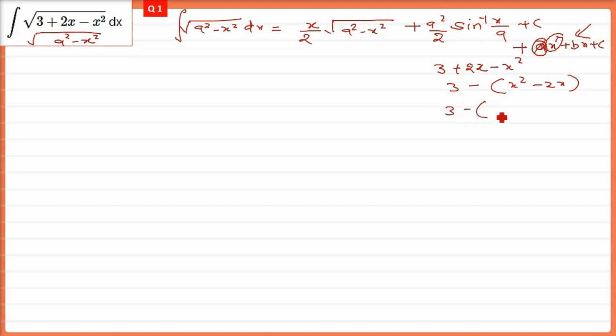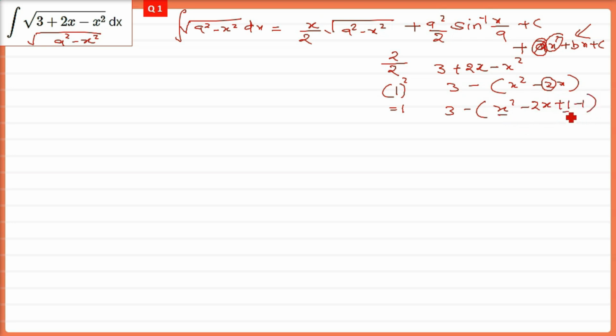So we have 3 minus x square minus 2x, but in order to make a perfect square, whatever is the coefficient of x, you just divide it by 2. 2 by 2 is 1. You square it. Whatever comes, you add and subtract. That is, x square minus 2x is there. Add 1 and subtract 1.